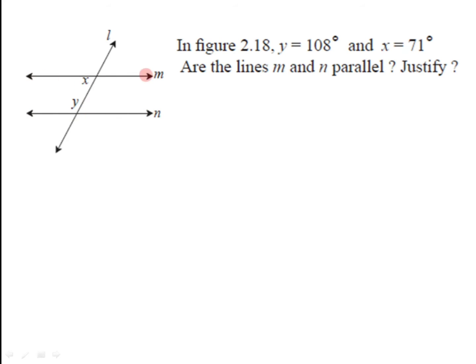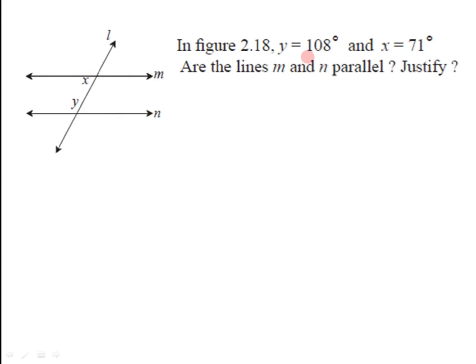So there are two lines given, line M and line N, and line L is their transversal. And due to this transversal, there are two angles formed, angle X and angle Y. Measures of X and Y are given to be 71 degree and 108 degree respectively. And from that, we have to decide whether line M and line N are parallel or not.